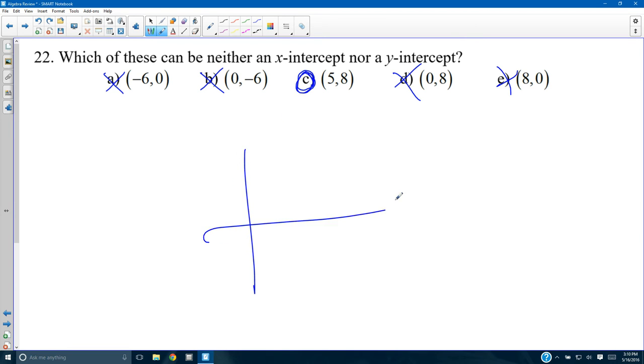On the graph, it's right here at (5, 8). Boom. An x- and y-intercept cross the x and y axes. This one does not. That doesn't mean a line that crosses through these axes can't cross through here as well. That's fine. You can do that. It's just not an intercept.